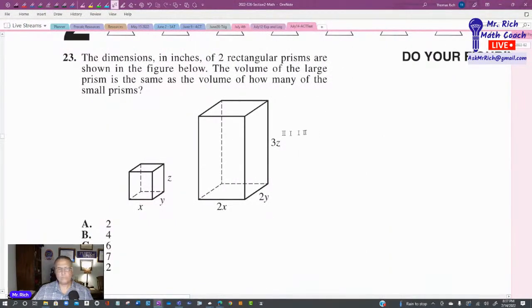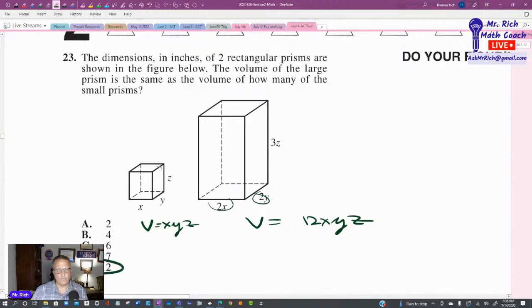23 says the dimensions in inches of 2 rectangular prisms are shown in the figure below. The volume of the large prism is the same as the volume of how many of the smaller prisms? Well, the volume of the smaller one is XYZ. This volume is the product of all 3 of these, which would be 3 times 2 is 6, times 2 is 12 XYZ. So it's 12. So 12 of those would fit into there.